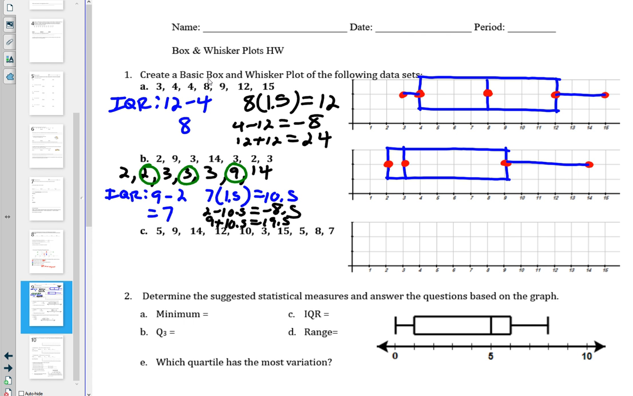Now, overall, even if you have the same as what I have, from my recollection, what is different between this one and what we've seen the past 2 days? I don't recall having one just like this. Yeah, there's no left whisker here. I don't remember having seen that before. There's no left whisker because the minimum is the same as Q1.